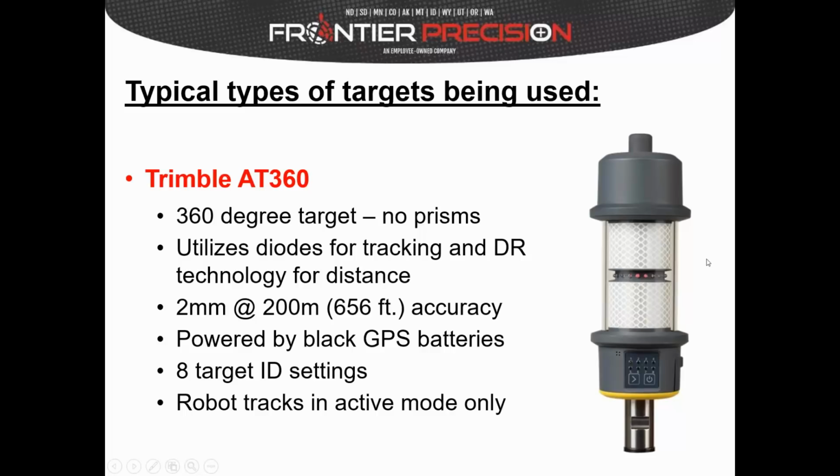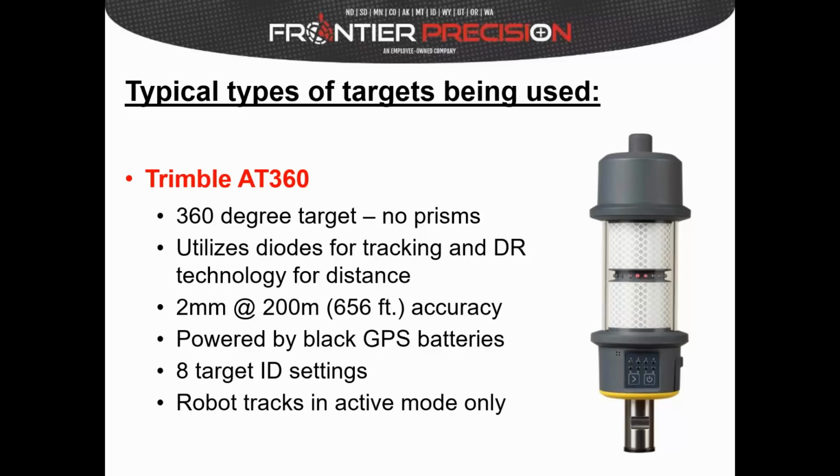So these are a little bit more accurate in terms of how they're rated. They're rated at 2 millimeters at 200 meters, about 656 feet. But keep in mind that that's a pretty short distance. I'll go into this a little bit more, but these targets are designed for higher accuracy, but shorter distance measurements. You're not going to be pushing these out to 1,000 feet or something like that, which you may be doing with the MT1000.